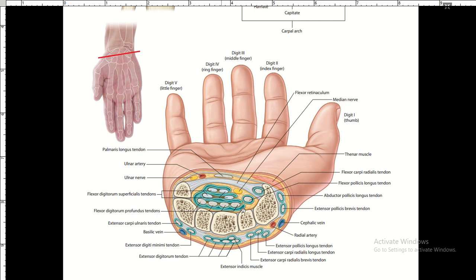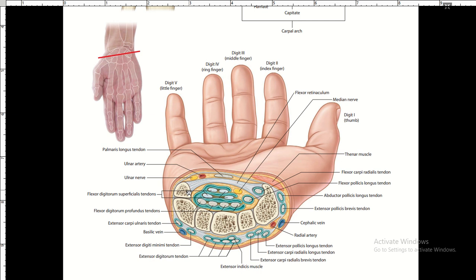So you can appreciate that this is medial, this is lateral. The thumb is always lateral in the anatomical position. So we are showing it at this position of the hand. We can actually appreciate here that this is your flexor retinaculum, and this right here that is posterior to your carpal bones is going to be the extensor retinaculum. Right. So let's start with the flexor retinaculum.